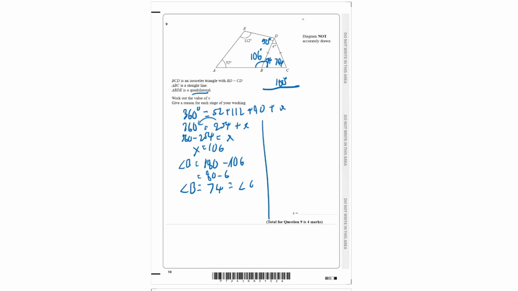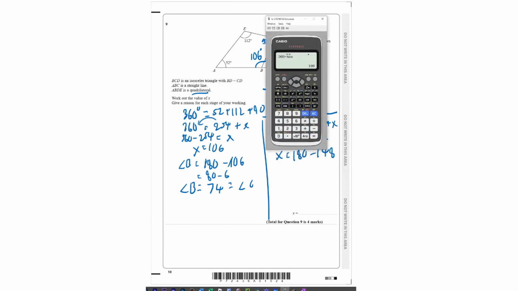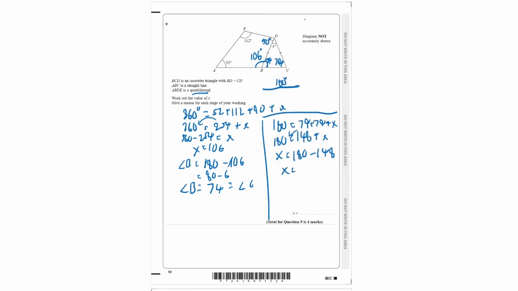Now we can find what x is because a triangle has 180 degrees. So 180 is equal to 74 plus 74 plus x. We can then combine that. We have 180 is equal to 70 plus 70 is 140. 140 plus 8 is 148 plus x. We bring this to the other side. X is equal to 180 minus 148. And if we use our calculator one last time, we have 180 minus 148 gives us 32. X is equal to 32 degrees.